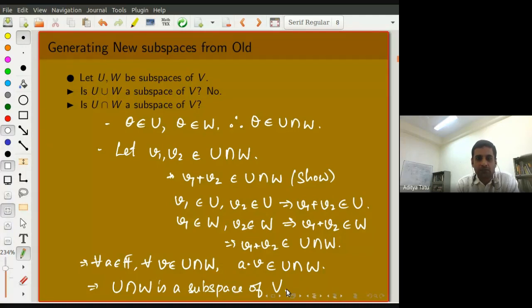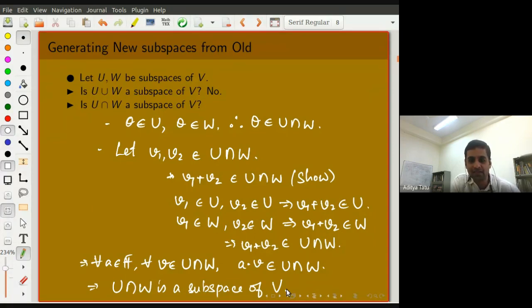Okay, so we saw that out of these two ways, and these two ways are basically using set operations, right? Union and intersection, to generate new sets. And of course, as it so happens, intersection of two subspaces yields another subspace. In what other ways can we generate newer subspaces? As far as set operations are concerned, we are done, right? There is nothing else to look at. Okay. How about vector space operations?